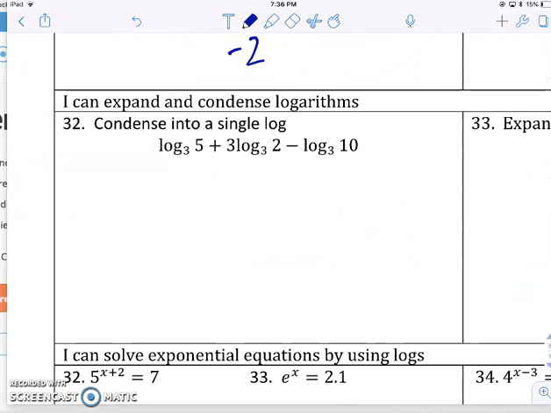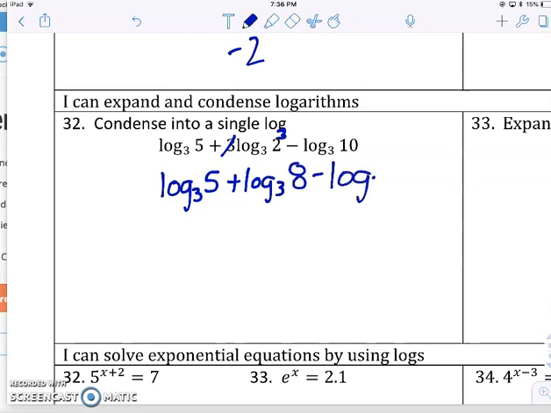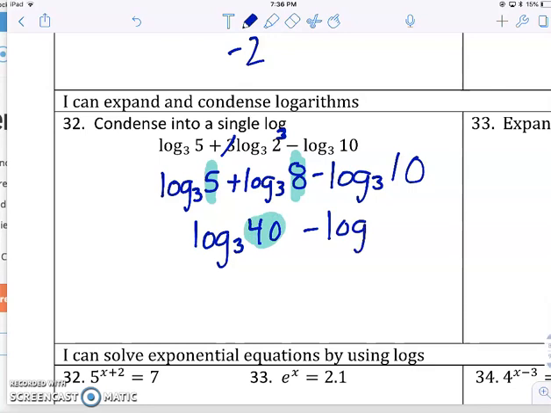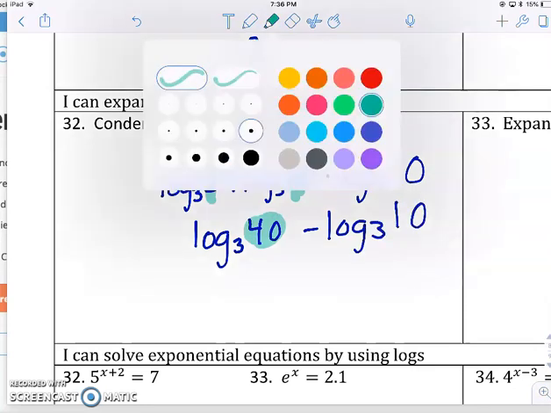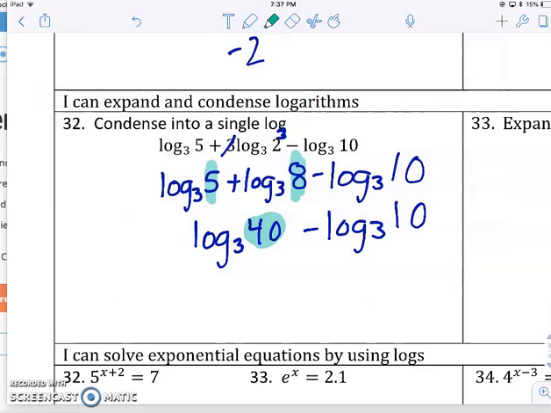Condense into a single log. Well, out in front becomes an exponent. So this is log base 3 of 5, log base 3 of 8, minus log base 3 of 10. Adding goes back to multiplying. So log base 3 of 40 minus log base 3 of 10. But now we can say minus goes back to division. So this is log base 3 of 4.